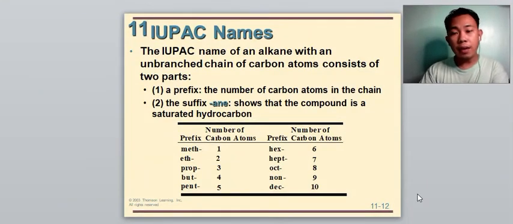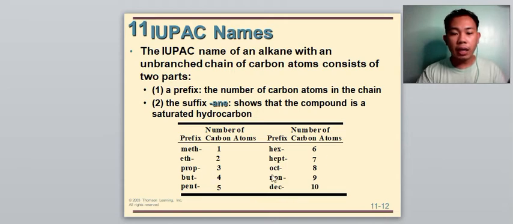Now, how do we name alkanes? Ideally, every organic compound should have a name from which its structural formula can be drawn. For this purpose, chemists have adopted a set of rules established by the International Union of Pure and Applied Chemistry, or IUPAC. The IUPAC name for an alkane with an unbranched chain of carbon atoms consists of 2 parts. Number 1, a prefix, which shows the number of carbon atoms in the chain, and number 2, the suffix -ane, which shows that the compound is a saturated hydrocarbon.